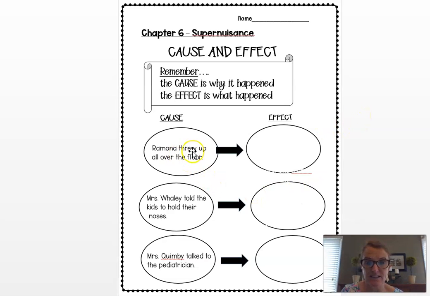I don't know if you can see any of these words, but look, Ramona threw up all over the floor. Poor Ramona, this girl's got it tough. You're going to like Chapter 6, The Super Nuisance. Have a great day, guys.